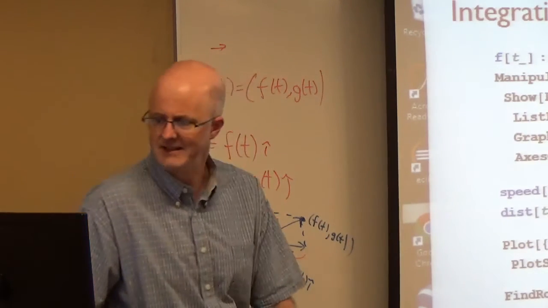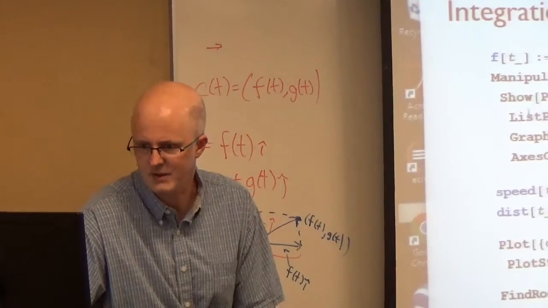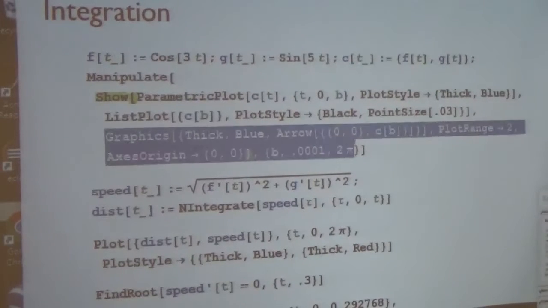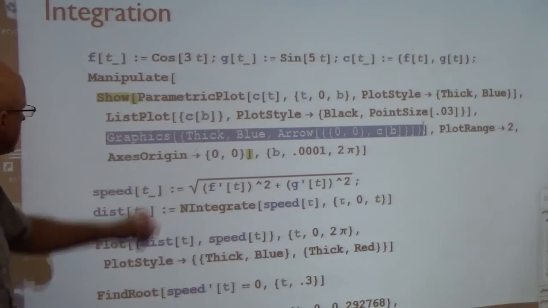Anyway, as far as Mathematica is concerned, it's just a list. We use ParametricPlot to plot the curve. We use ListPlot to plot the dot. I'm going to use Graphics and Arrow to plot the vector. I did show you how to type that out once, although I didn't use the thick and blue inside there.